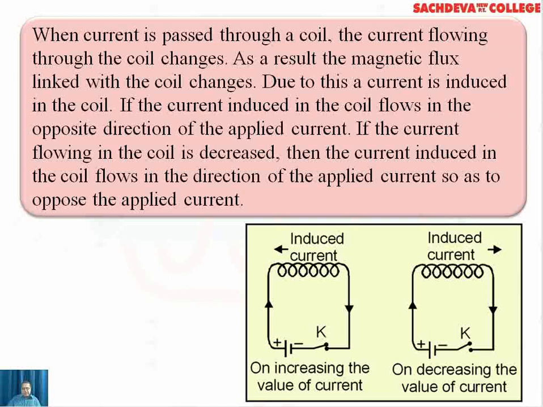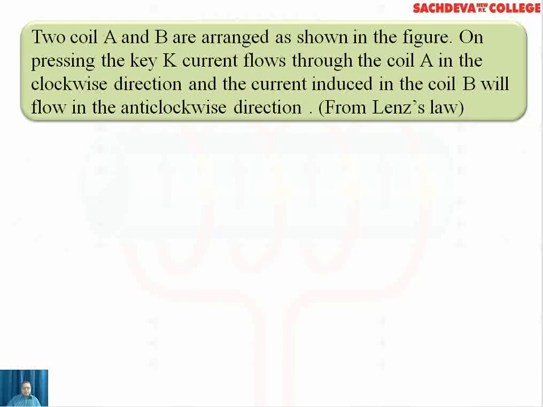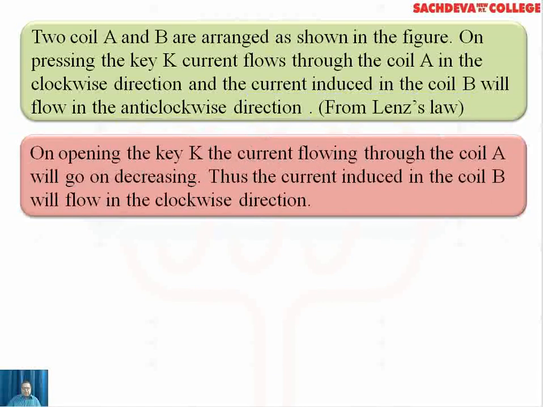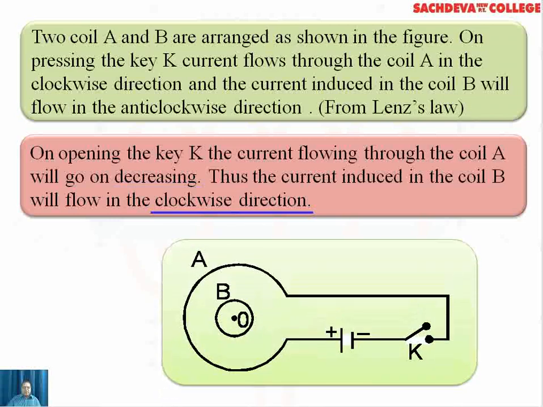It is decaying slowly. Two coils A and B are arranged as shown in the figure. On pressing the key, current flows through coil A in the clockwise direction, and the current induced in coil B will flow in the anti-clockwise direction. This is in accordance with Lenz's law. On opening the key, the current flowing through coil A will go on decreasing. The current induced in coil B will flow in the clockwise direction.